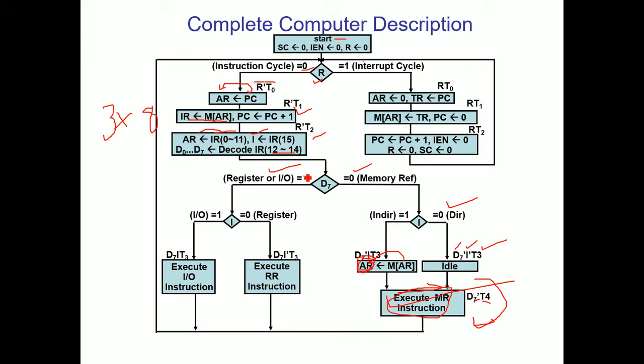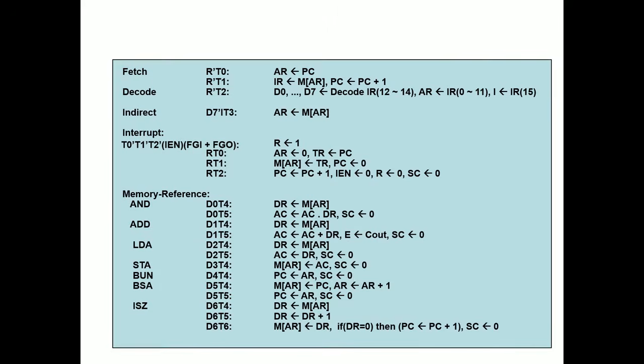Whereas if the D7 value is 1, then it may be either an IO instruction or a register reference instruction. If the I value is 1, then we can say that it is an IO instruction, whereas if the I value is 0, then it is a register reference instruction. So execute the IO instruction if the I value is 1. This can be written as D7 I T3. Whereas here we write D7 is 1 and I is 0, so I dash, and the next timing signal is T3. So this is the diagram for the complete computer description.